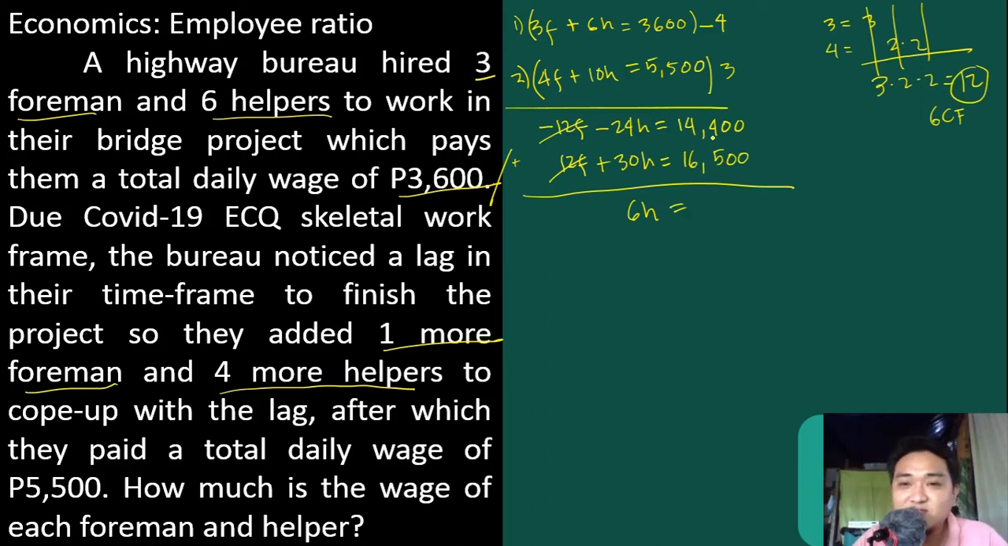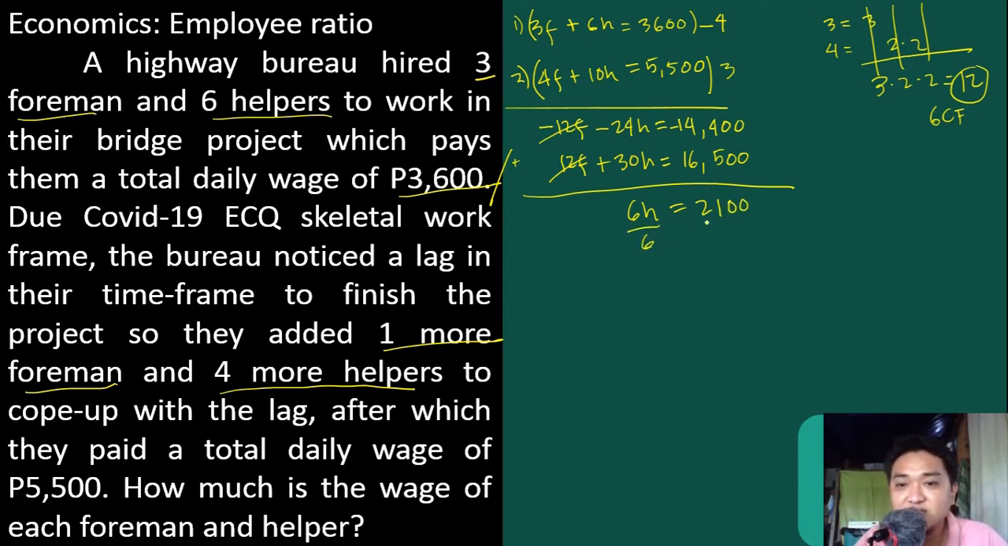Now, how about this? By the way, negative pala to, ano? Negative 14,400. That is because negative 4 times 3,600 is negative 14,400. Sorry po, nakalimutan natin. So again, 16,500 minus 14,400, that will be 2,100.